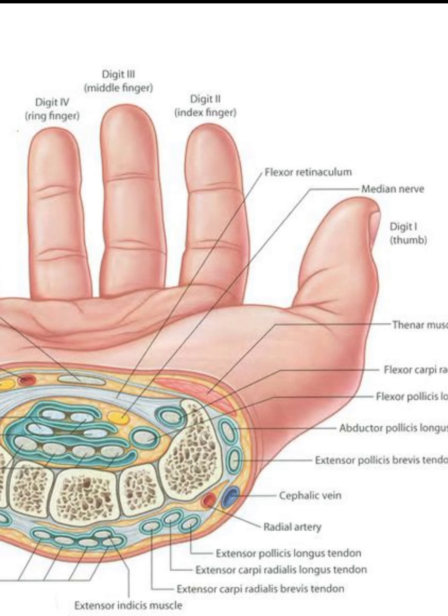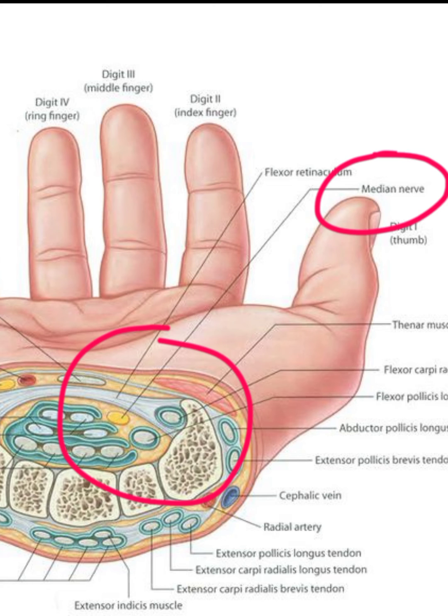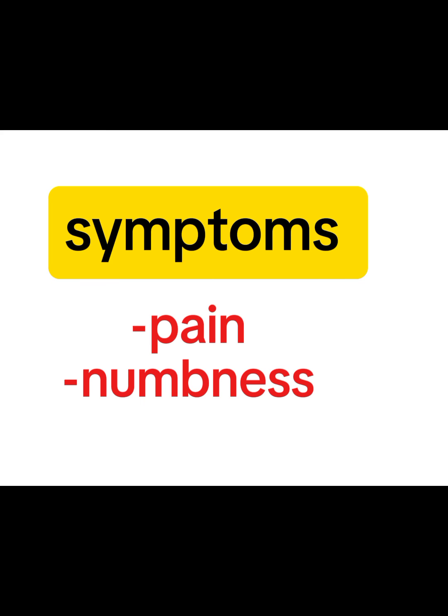Sometimes the median nerve is compressed in the carpal tunnel. The symptoms that arise are pain and numbness in the hand. This condition is called carpal tunnel syndrome, which is treated with physiotherapy, or, if the condition is severe, by surgery.